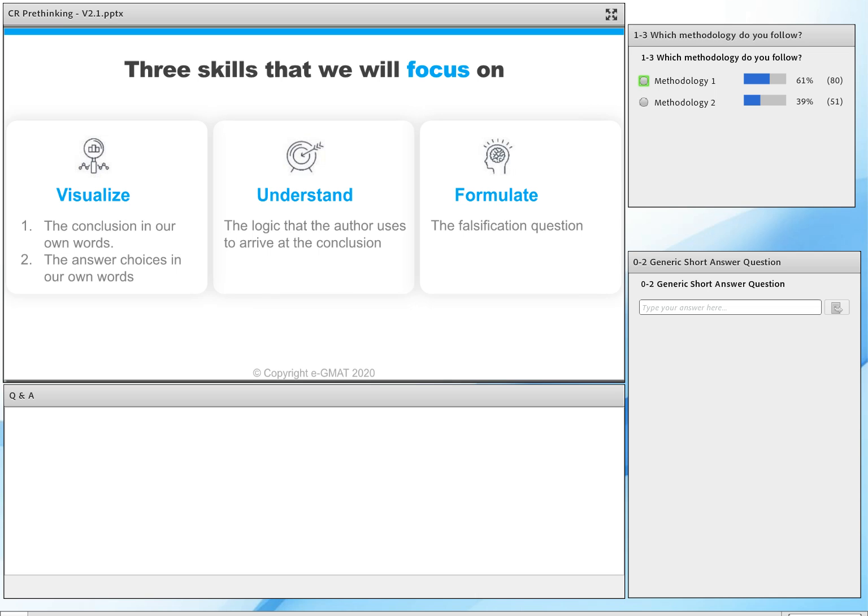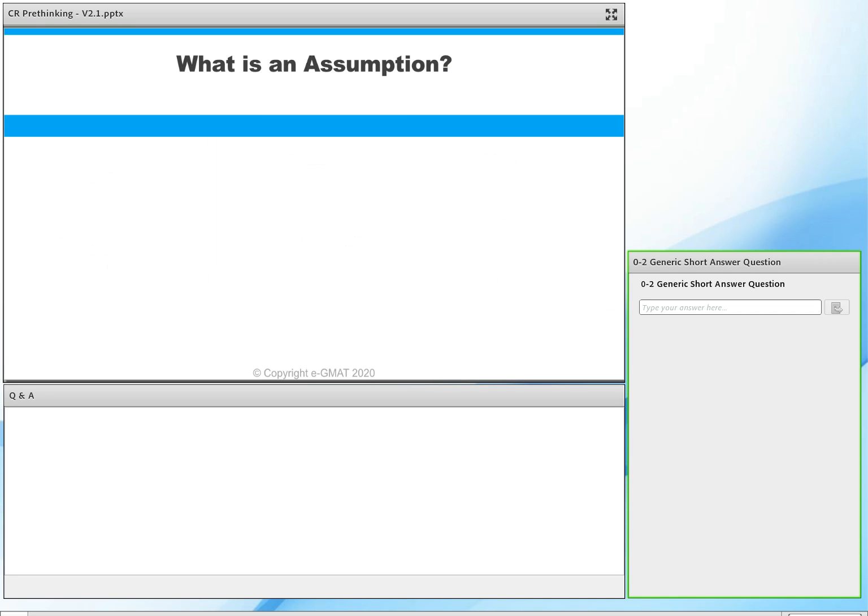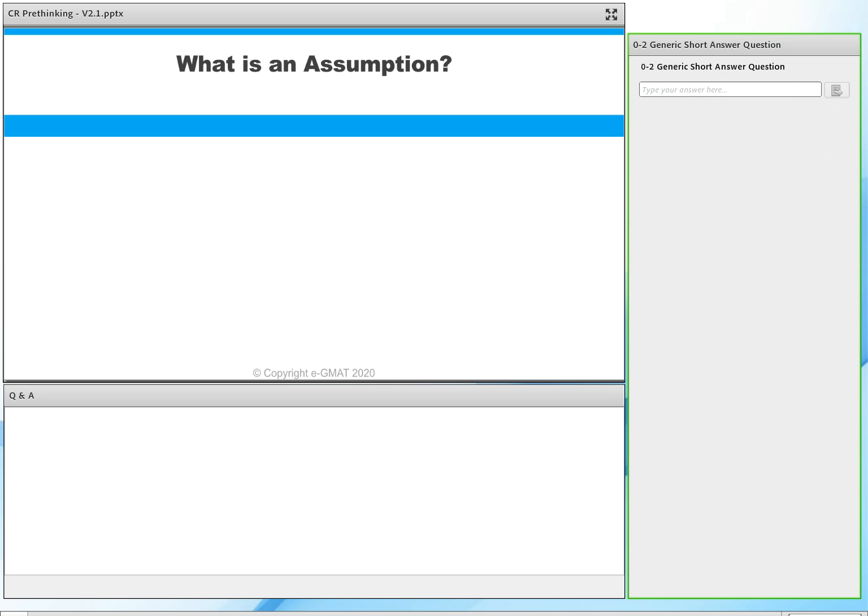And then once you do all of this, that's when we'll talk about this thing called the falsification question, which is what helps you do that pre-thinking. Okay. So with that, I want to ask you guys what an assumption is. To do that, I'm going to give you a very simple argument. Why? Because each one of us does really well when finding assumptions. We are implicit critical reasoners. Many of us are explicit critical reasoners as well, but pretty much everyone's an implicit critical reasoner.